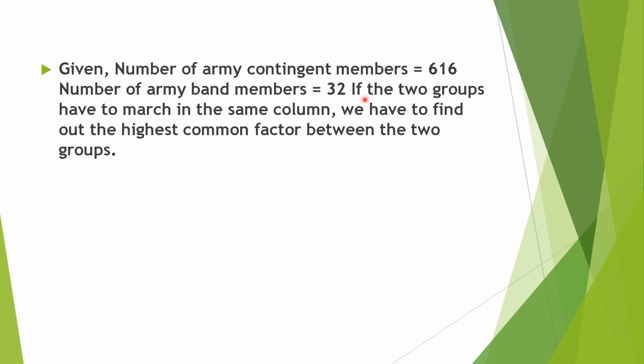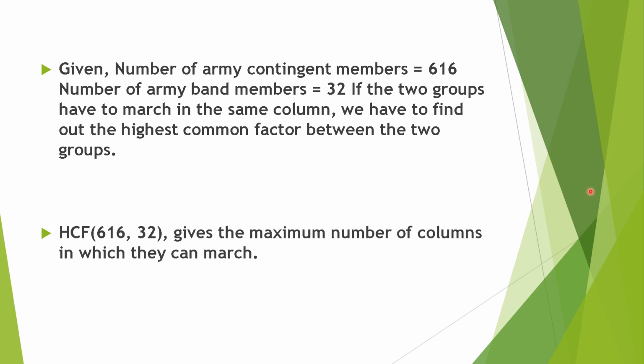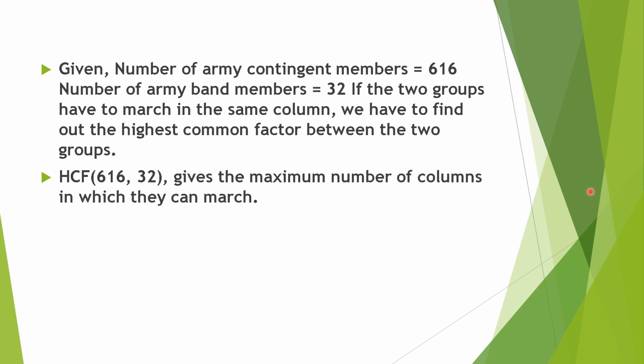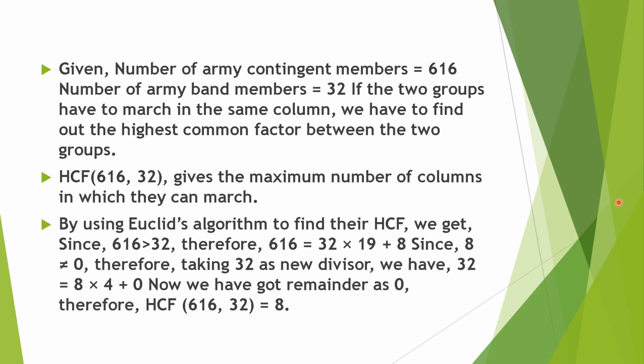The two groups are going to march with the same columns. So in the sense, we are going to find the highest common factor, HCF. How to find the HCF, we have already seen. From the given two numbers, we are going to divide the greater number by the smaller number. What is the smaller number here? 32.